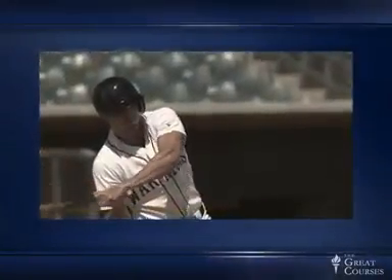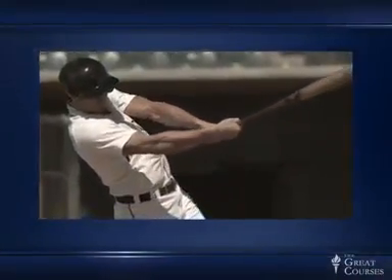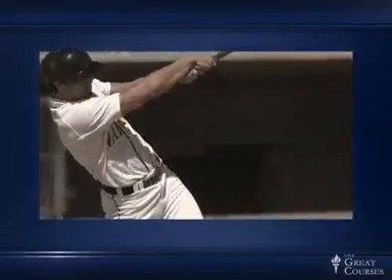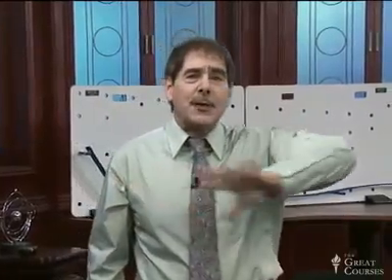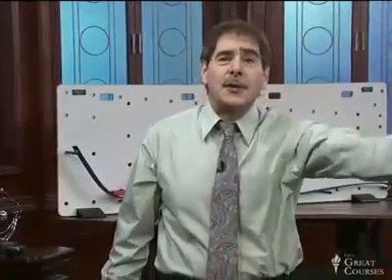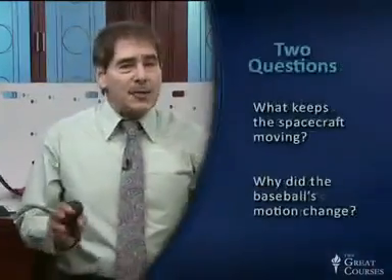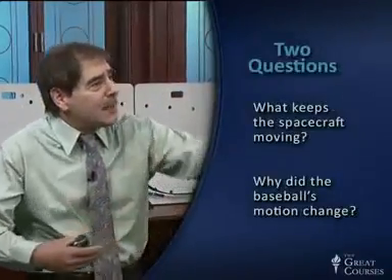Question 2 is, here comes a baseball from the pitcher heading toward the batter. The batter swings, and suddenly the baseball is on its way to the outfield. Why did its motion change? So 2 questions. One about the spacecraft coasting effortlessly through interplanetary space. The other one about the baseball that was coming from the pitcher and suddenly is on its way to the outfield. Why did its motion change? Question 1, the question about the spacecraft, the question that says, why is this spacecraft moving?